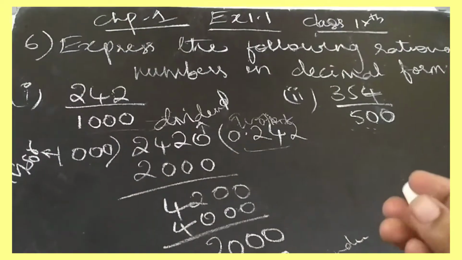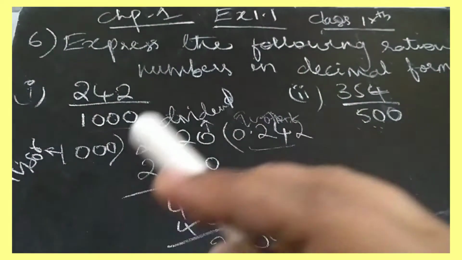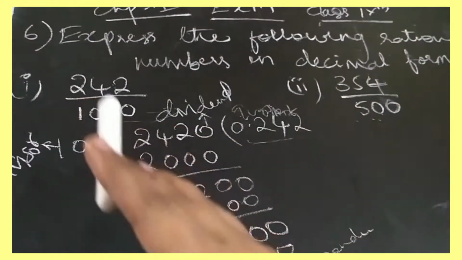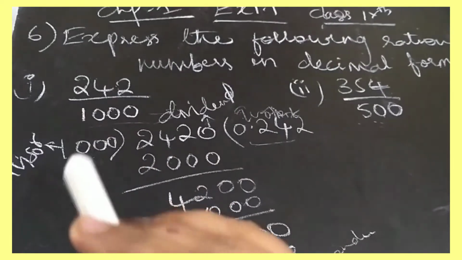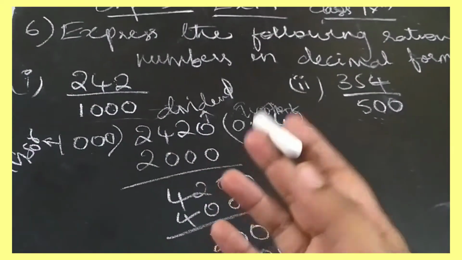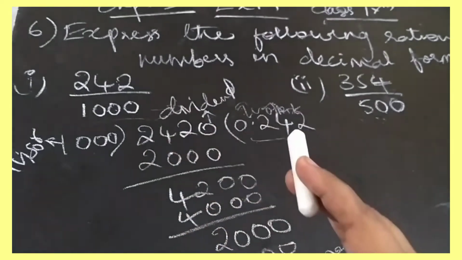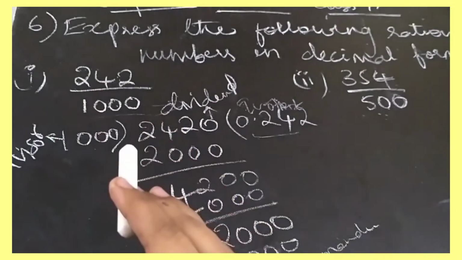Now I am starting the exercise. Exercise 1.1, sixth sum: express the following rational numbers in decimal form. These are in the rational form. You have to convert this into a decimal form, which means you have to write this in points. The answer should be in points. These are in the p by q form.